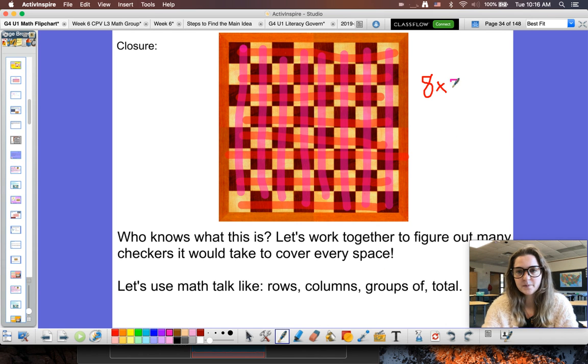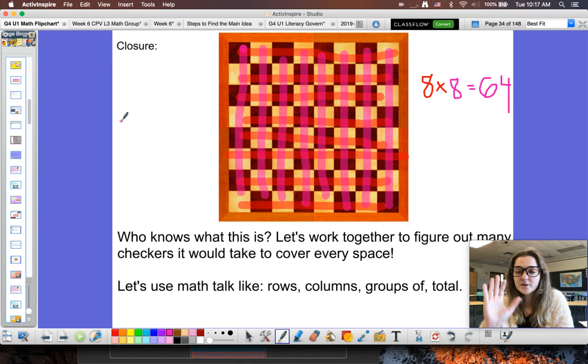So our multiplication sentence is going to look like 8 times 8 equals, okay, what's 8 times 8? 64. And if you don't know that, you can break it apart or count how many you see, but we would need 64 checker pieces to cover every single space.